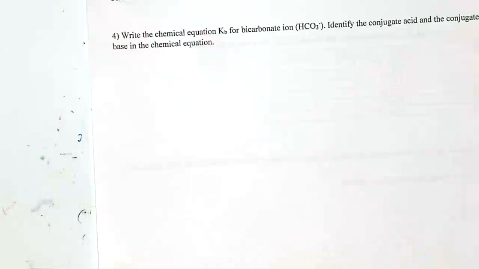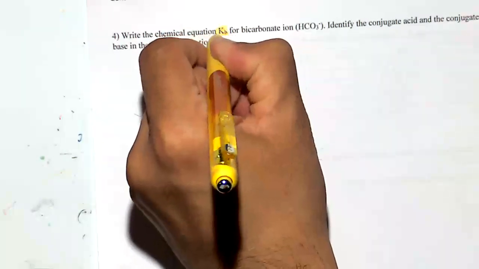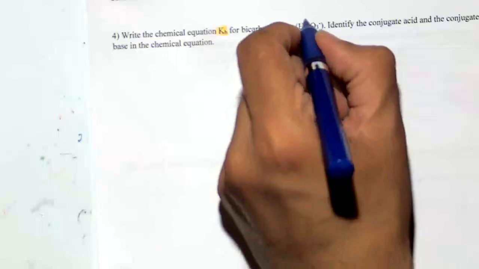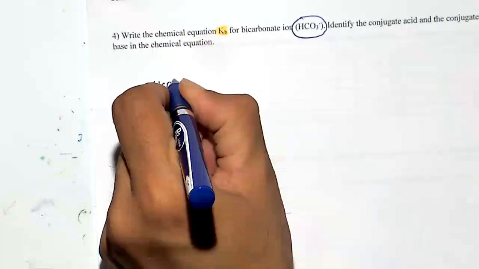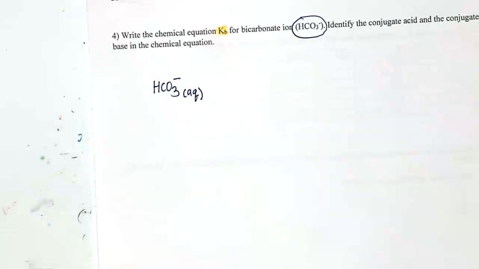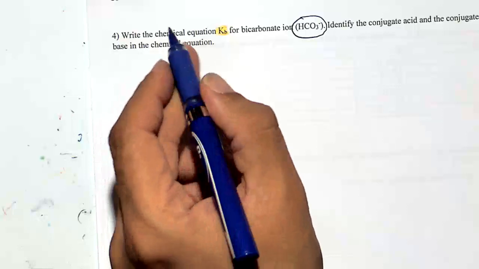All right, write the chemical equation Kb for bicarbonate. Okay, so here we're not talking about Ka, but we're talking about Kb. So what is a Kb equation? It starts off with a weak base. Don't forget the state is water. And what is it reacting with? For a Kb, it's the same as for a Ka. But what will it react with?